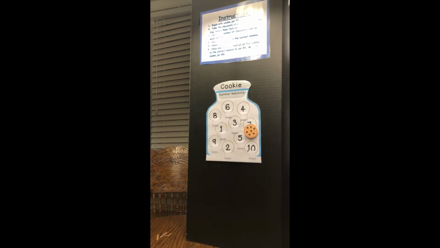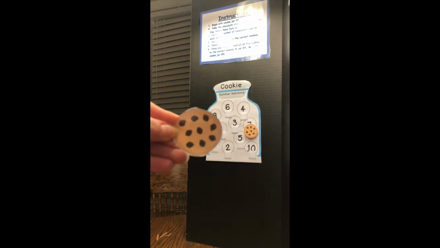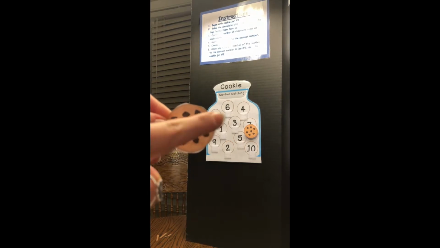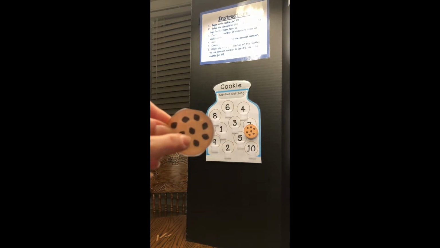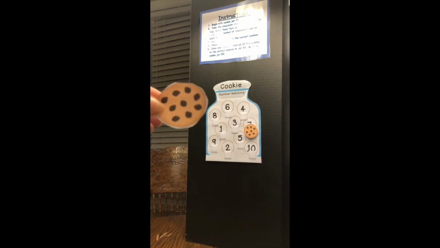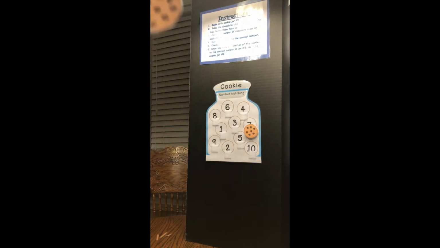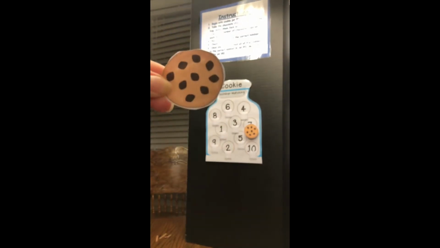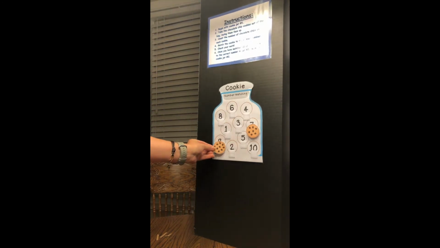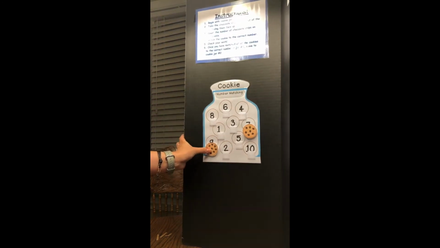So here's another example. This cookie right here has 1, 2, 3, 4, 5, 6, 7, 8, 9 chocolate chips. So right now, if I were doing this with a student, I would ask them, if this has 9 chocolate chips, what number does this cookie match with in the cookie jar? And you would hope that the student would say the number 9, and then they would pair it with the number 9 on the cookie jar.